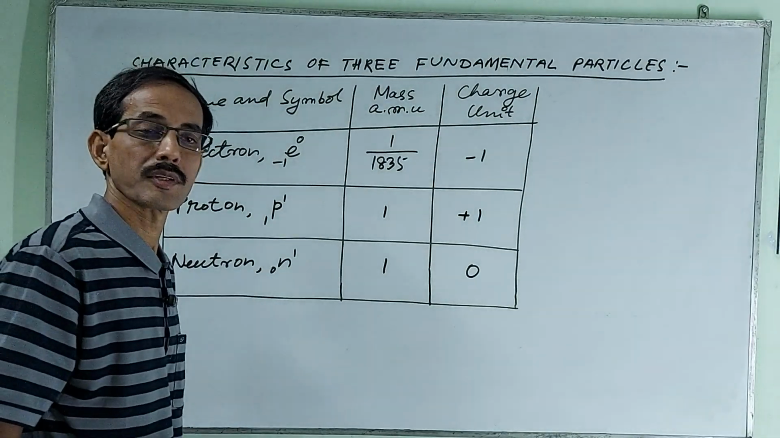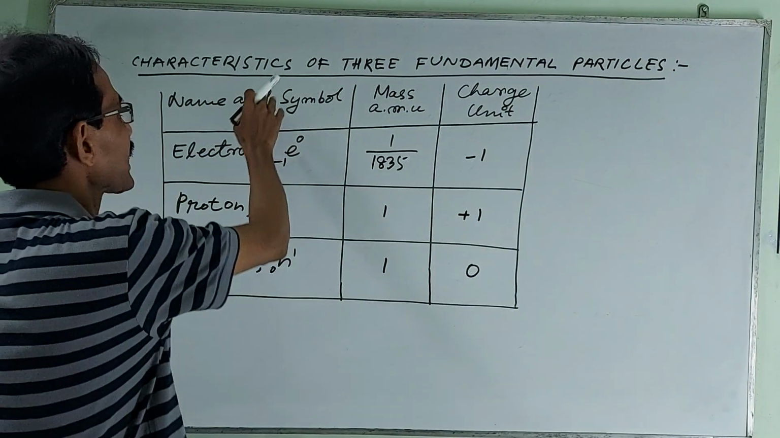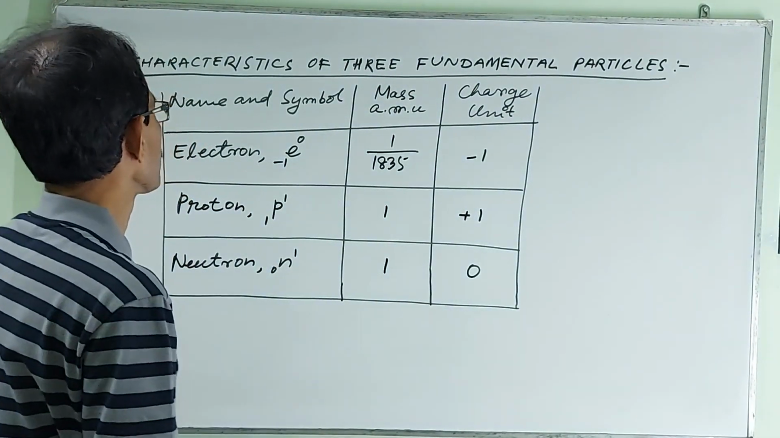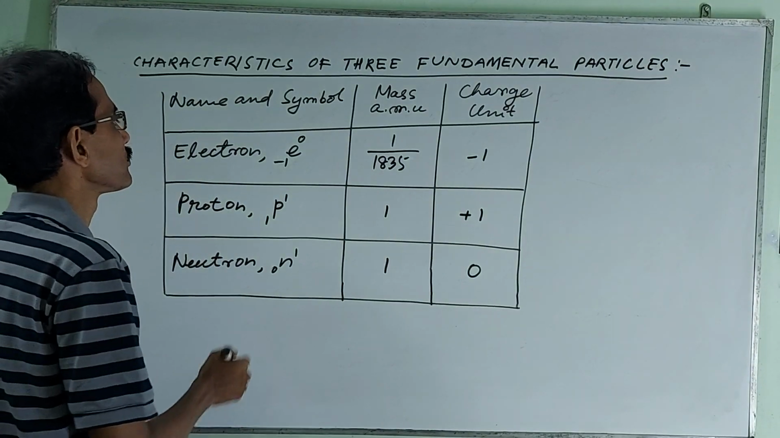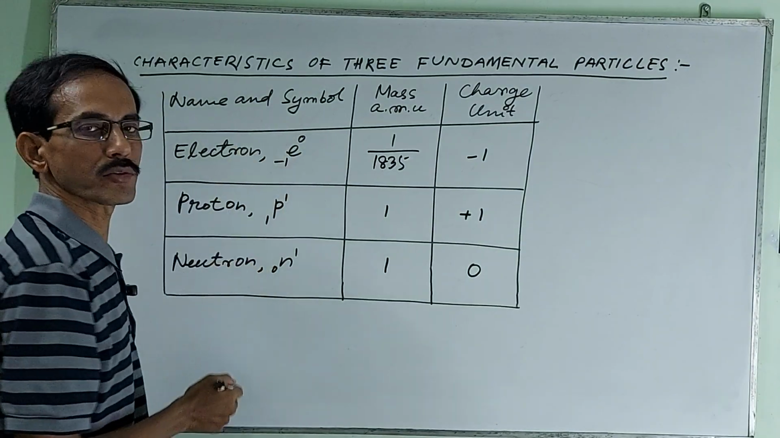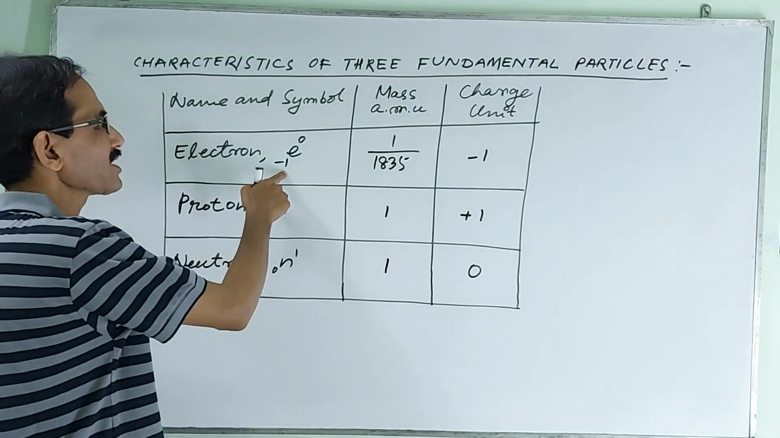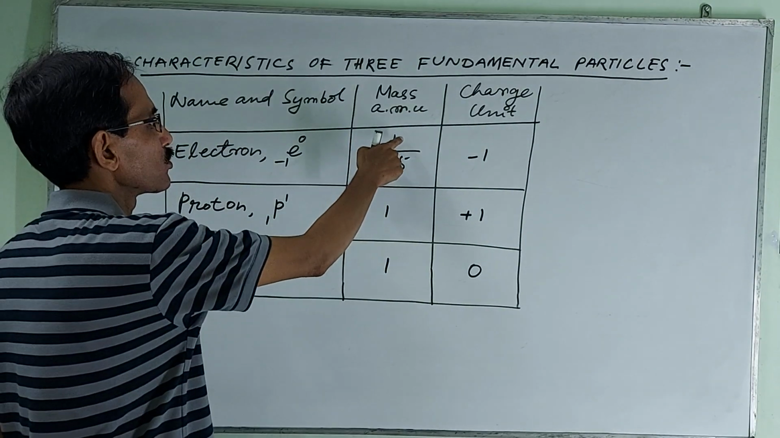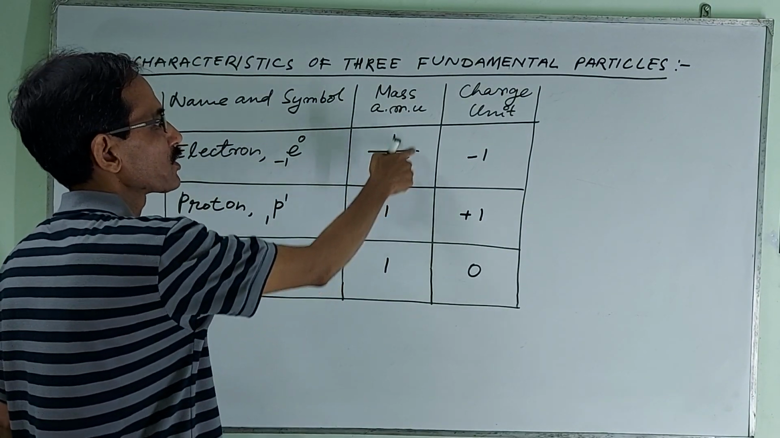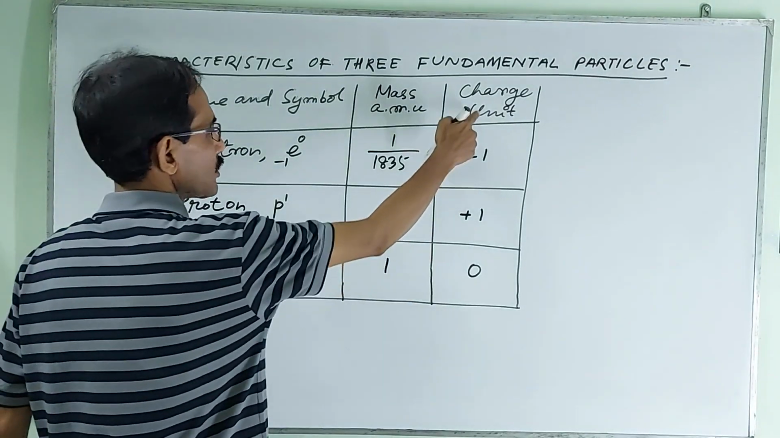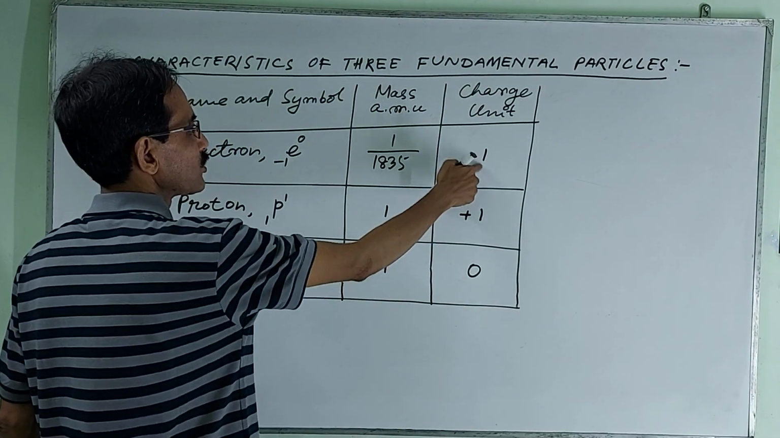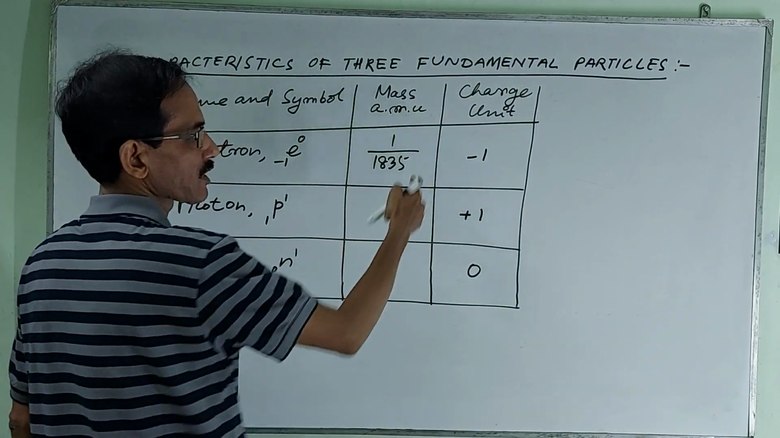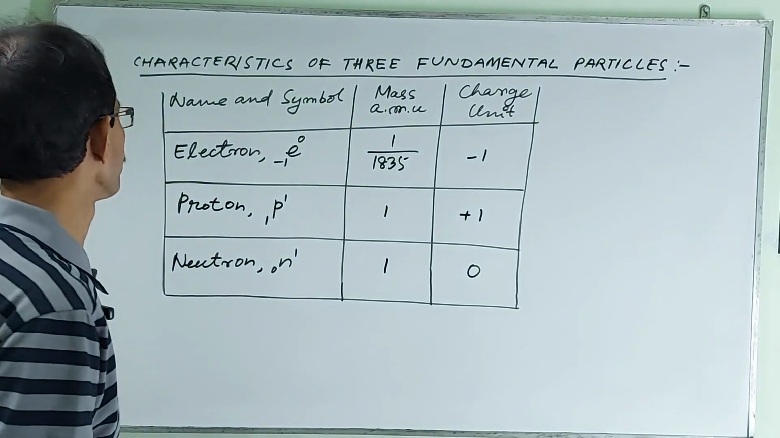I have briefly explained the characteristics of the 3 fundamental particles: electron, proton, and neutron. Electron, symbol e, with charge minus 1 and mass 0, means it has unit negative charge and negligible mass, equal to 1/1835 of the mass of a hydrogen atom. Charge is unit negative charge. Why it is unit negative charge, I have told you earlier.